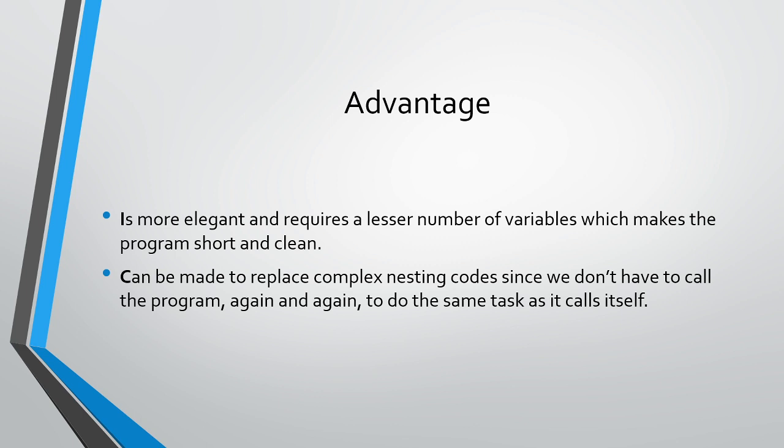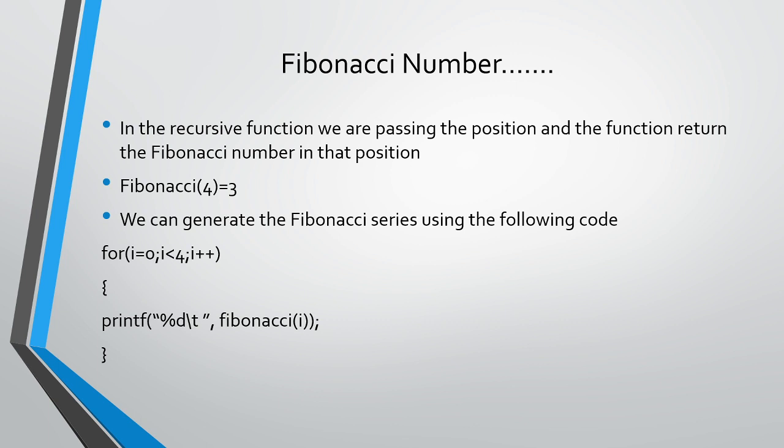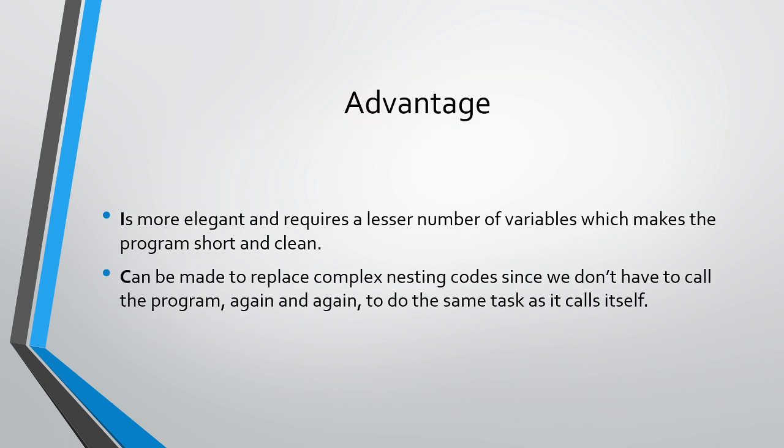It can be made to replace complex nesting code, since we don't have to call the program again and again to do the same task, as it calls itself. Normally, if we want to call a function here, this Fibonacci number is being called again and again using the for loop. We don't want such things in the recursive function. It is calling itself. So that's another advantage. We can remove the nested for loops also. All the for loops can be removed by calling these functions. That's the advantage of recursive functions.